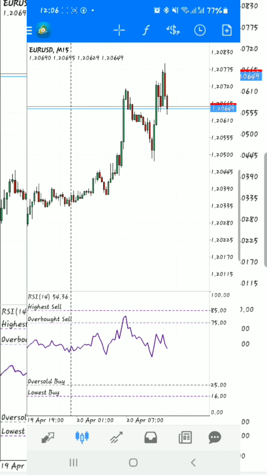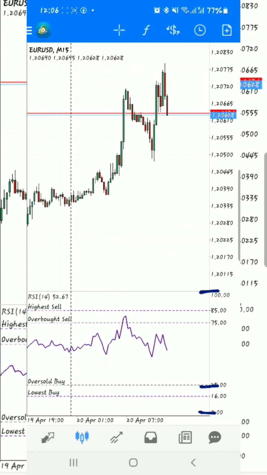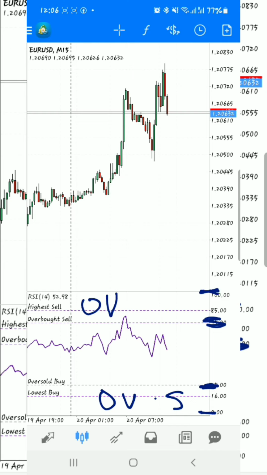The first thing you have to know is that the RSI is always labeled with regions. From 0 to 20, somewhere around here, we call it the oversold region. Take note, oversold region. Then from 20 to about 80 here, we call it the neutral region. And from 80 to 100 here, we call it the overbought region. So take note of these three things. This is what you should know about RSI.